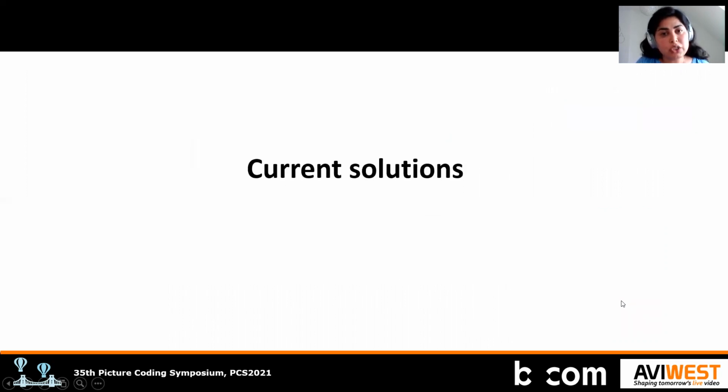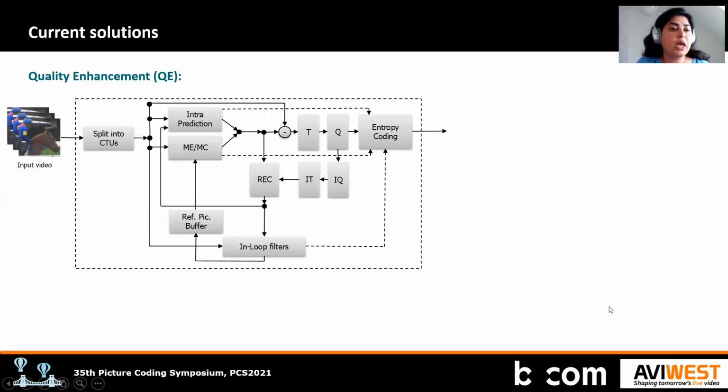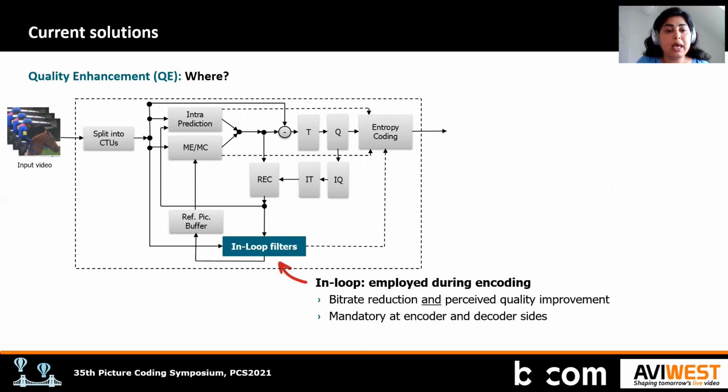So what are the current solutions to this problem? To solve this problem, we can employ some quality enhancement module during encoding and decoding process. These quality enhancement modules can be employed during encoding as in-loop filters. Here, because it's an in-loop process, the purpose is to reduce the bit rate and also improve the perceived quality. Once again, because it's an in-loop process, when it is used at the encoder side, it is mandatory to be used at the decoder side too.